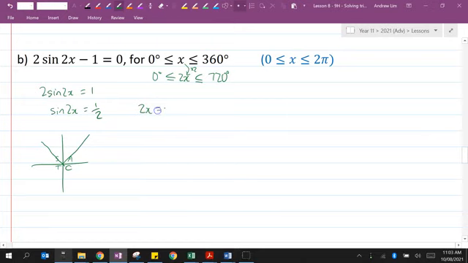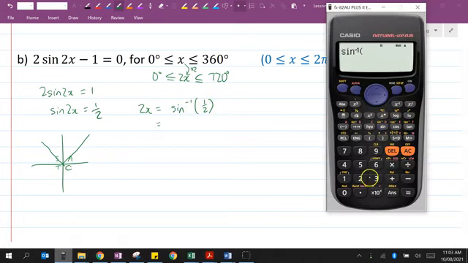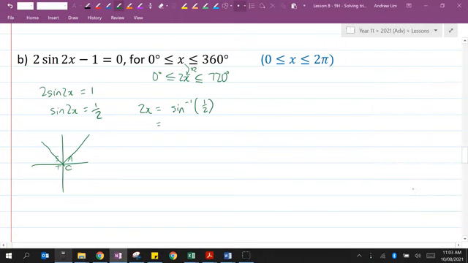So the angle 2x is equal to the inverse sine of half. Let's put that in our calculators. 30 degrees. So I know that that's 30. And I know that that's 30. So it's not just 30 degrees, it's 180 minus 30, 150 degrees. But because our domain goes all the way out to 720, I'm just going to add 360 to both of them. So 30 plus 360 is 390. 150 plus 360 is 510.